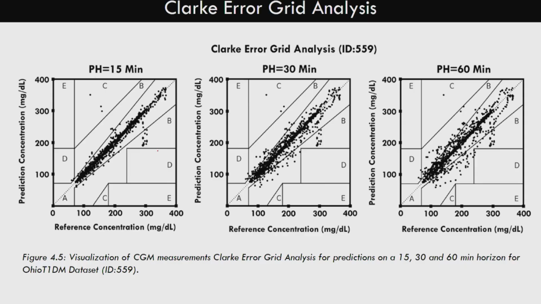Let us see whether there is any improvement in the forecasting accuracy. If you look at this plot here, there were fewer points in the C region compared to the previous network which I had shown you, and more points in the A and B, or the safe regions. A and B are the safe regions.